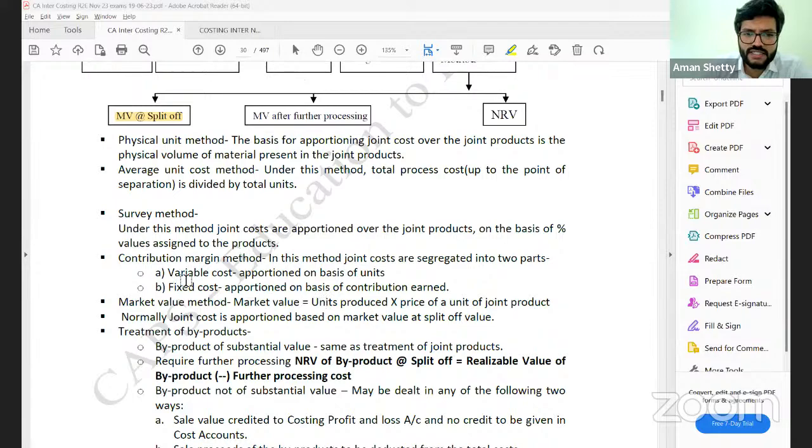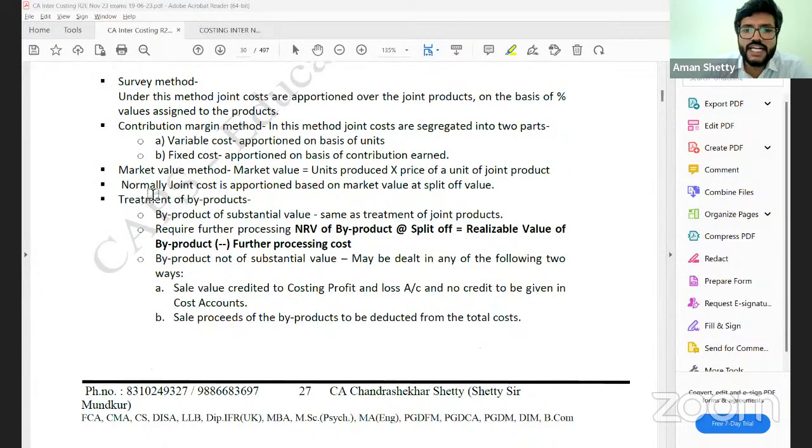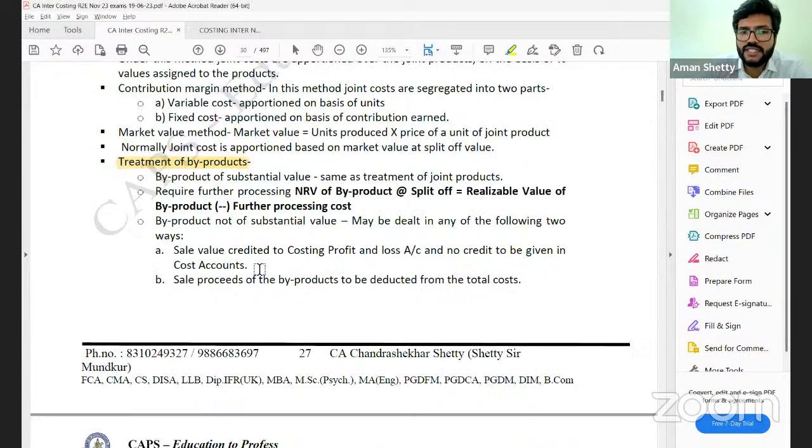The same thing is written here. Treatment of byproduct is important. Byproduct of substantial value means you treat it on par with your joint products, and whatever method you're applying for joint product, the same thing you'll apply for byproduct also. If you're applying NRV, apply NRV. If you're going with physical output, you'll go with physical output. Clear? However, when it is of small value, not of substantial value, then what will you do?